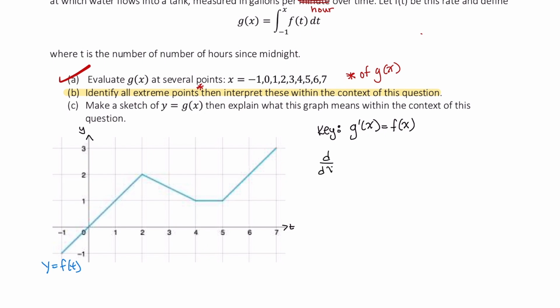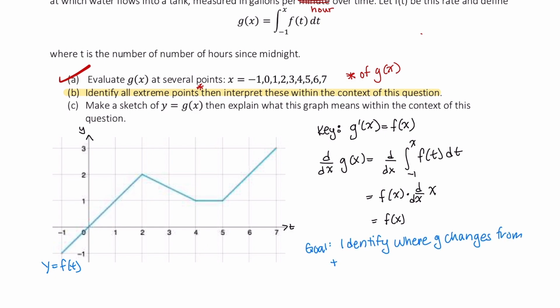So the derivative of g of x is equal to the derivative of this integral, which is equal to f of x times the derivative of x with respect to x, which is just f of x. Now, since the derivative of g is equal to f, in order to identify the extreme points of g, we need to see where f changes from positive to negative.